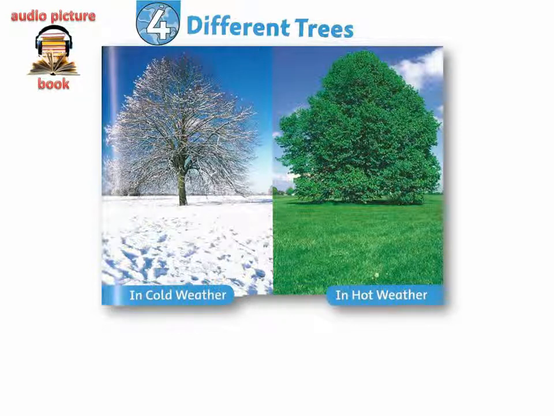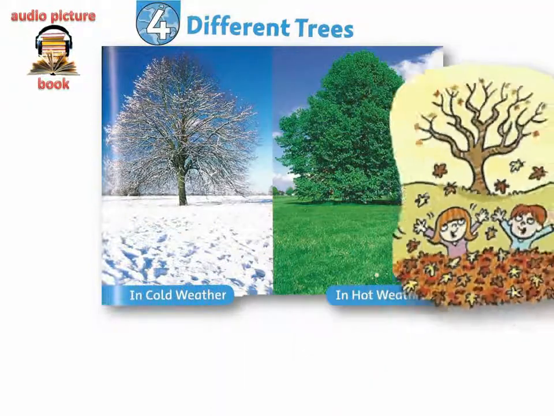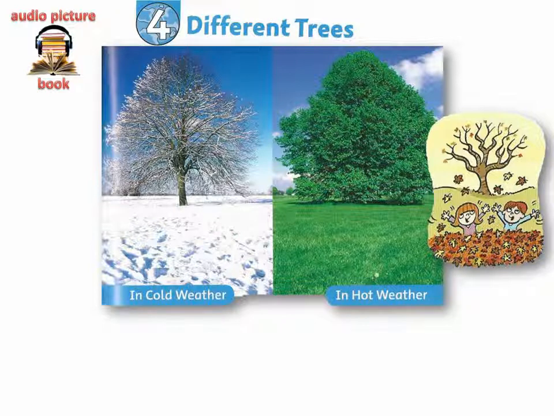The leaves grow again in hot weather or rainy weather. Discover. 500,000 leaves can fall off a very, very big tree.